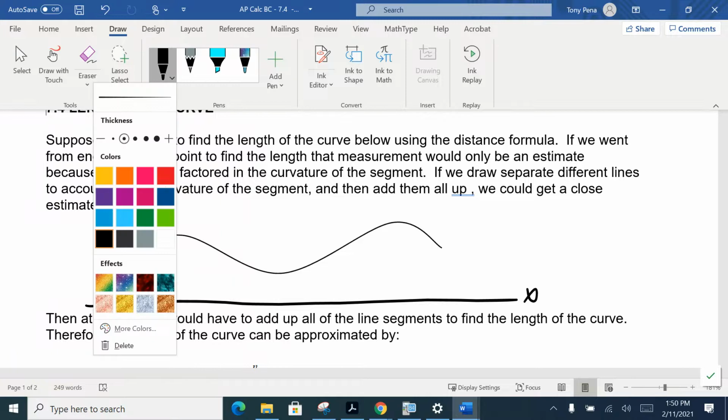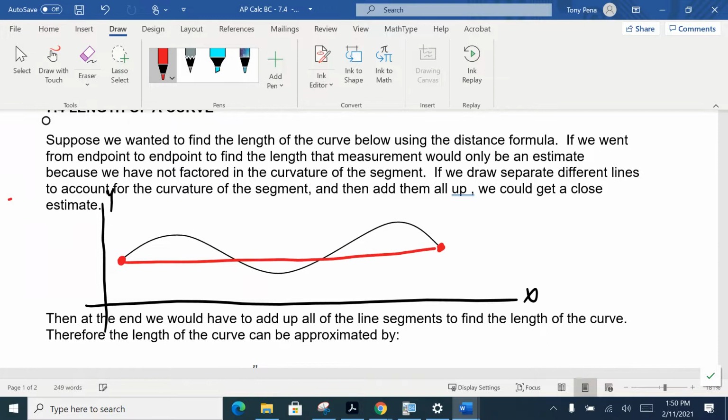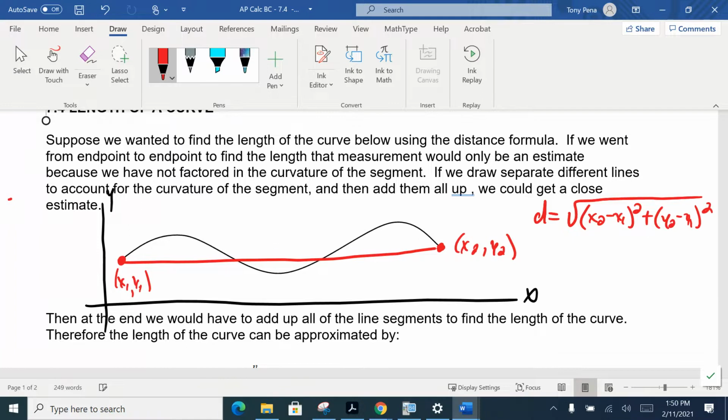What we could do to get that started is put a dot right here and then put a dot right here. Draw in a line segment connecting those two dots. This is our second point, this is our first point. And then do you remember the good old-fashioned distance formula? Couldn't we now go ahead and use the distance formula to find the length of that red line segment?